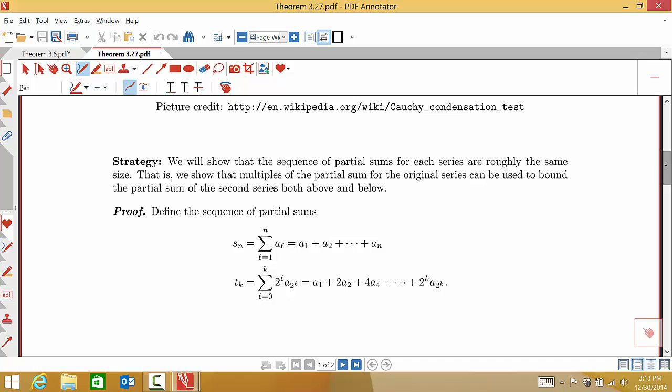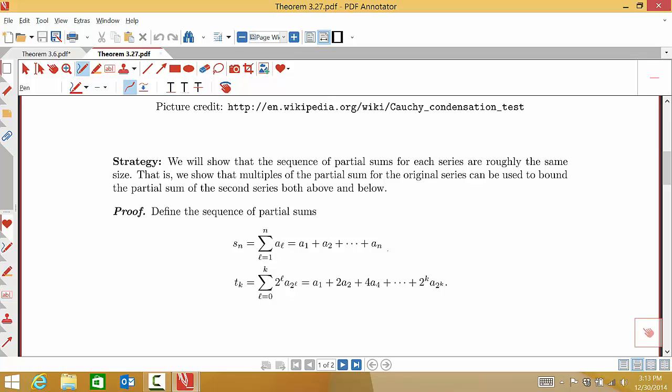Now the strategy, before we actually get into the proof, is to show that some sequences of partial sums, and at the end of the day, that's the only thing we can work with, we look at limits of sequences of partial sums, for each series are roughly the same size. That is, we're going to look at some sequences of partial sums, S sub n and T sub k, which are defined here, and we're going to show that we can bound one above and below by the other. So they're roughly the same size. So let's start proving this.